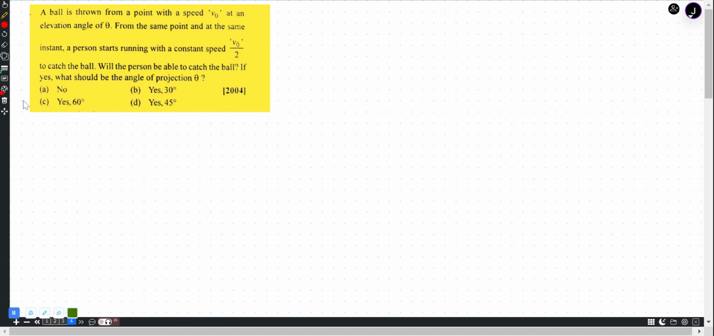Hi students, so I think this is the easiest question which Jerry Mullins ever got. What they're saying is the ball is thrown from a point with a speed v0 at an elevation angle of theta. From the same point at the same instant.